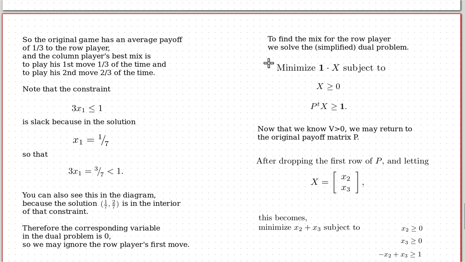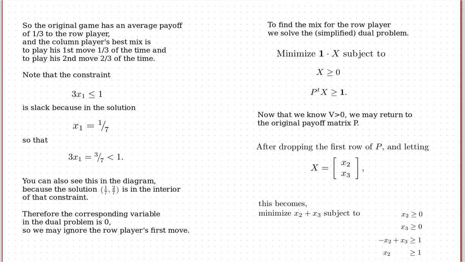And again, if you translate this into high school algebra, noting that the x vector consists of the variables x2 and x3. Remember, we don't need x1 because we know x1 is going to turn out to be 0. Then this problem becomes minimize x2 plus x3 subject to the constraints that the two variables x2 and x3 are non-negative, and they satisfy these two constraints, that negative x2 plus x3 is greater than or equal to 1 and x2 is greater than or equal to 1.